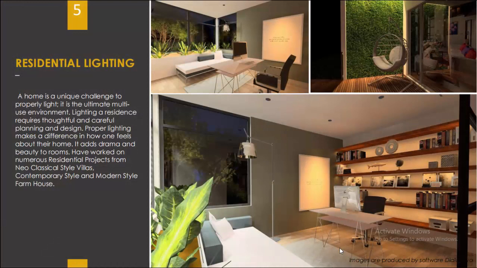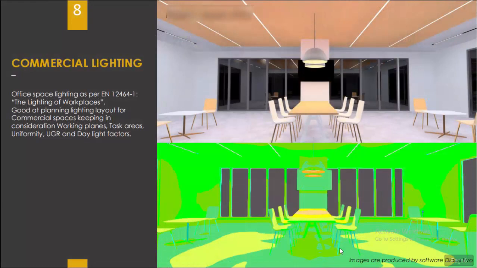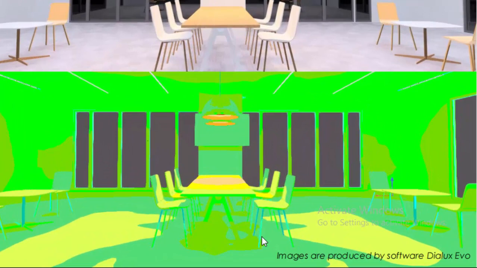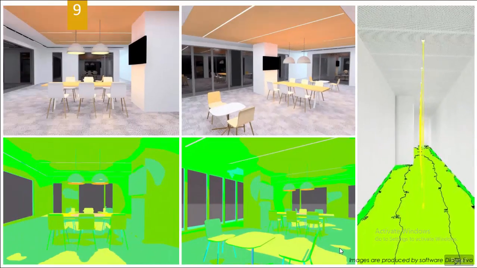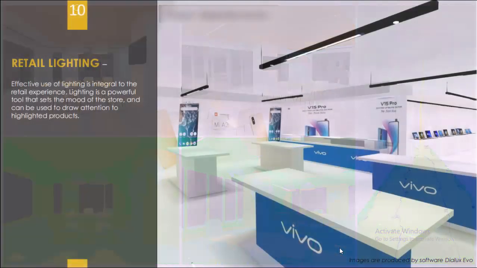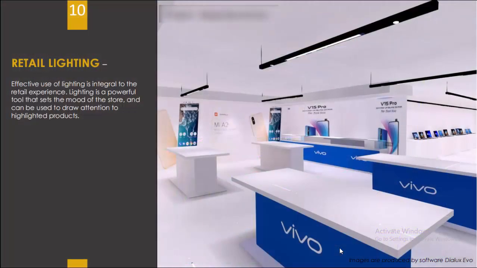Then I categorized it into residential lighting, with some of the renders of my residential project. Then commercial lighting. Here I have one image of the render and the next image of thermal. At the bottom, I also mentioned that these images are produced by the software Dialux Evo. In the next slide, I put a few more images of the same project. Next, retail lighting.